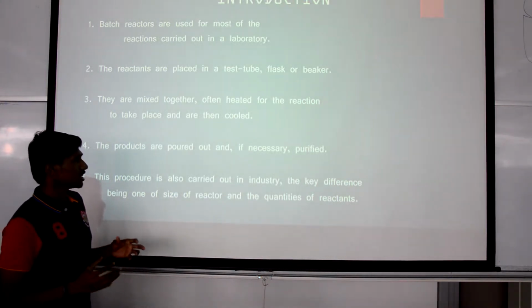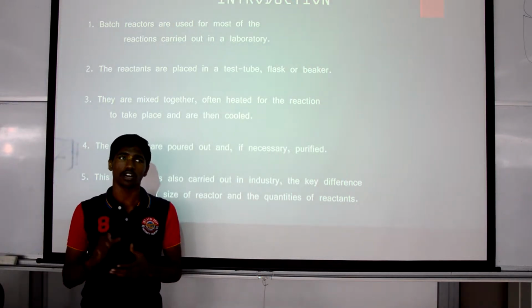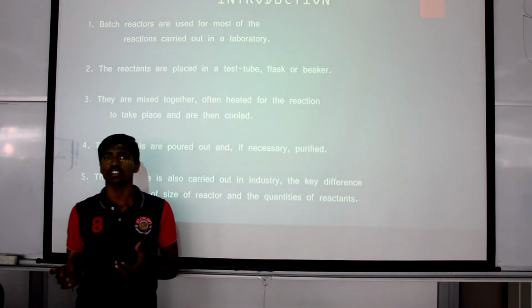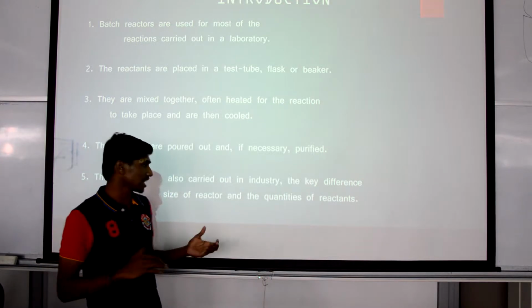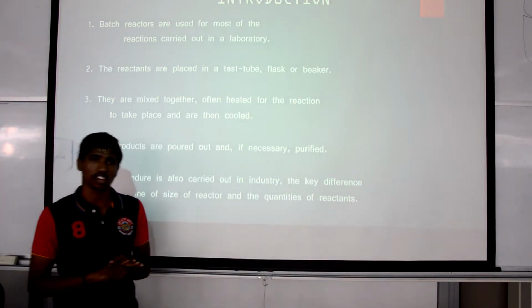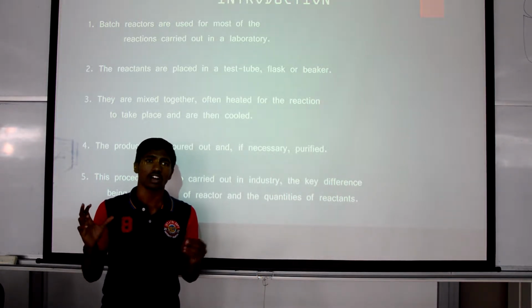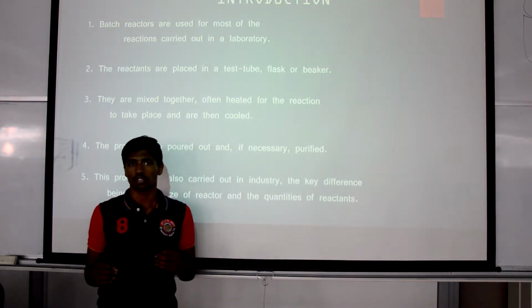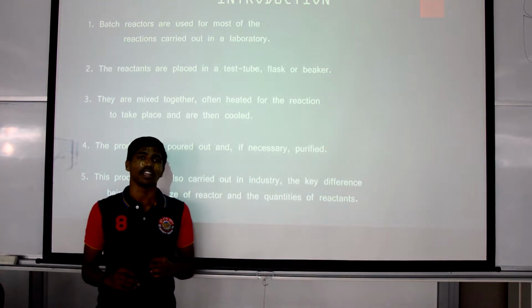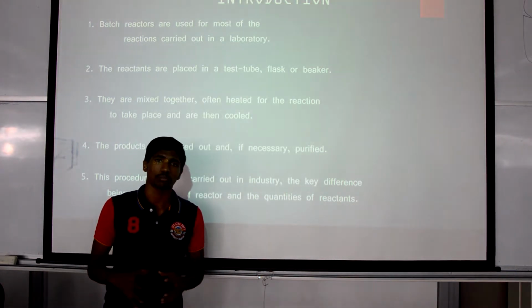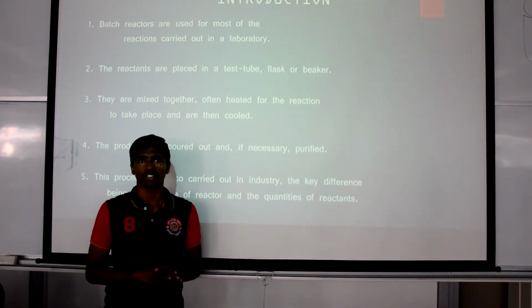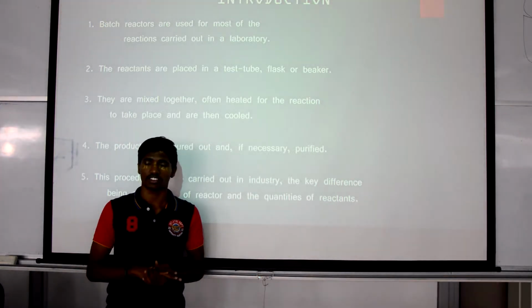Usually in industry, the difference between the lab scale and the industry scale of batch reactors is that the size and the quantity of reactant used are different. So batch reactors do not have any flow in and flow out. That means once the reactant is put in, they will wait till the reaction is complete so that they can take out the products or the finished reactants.